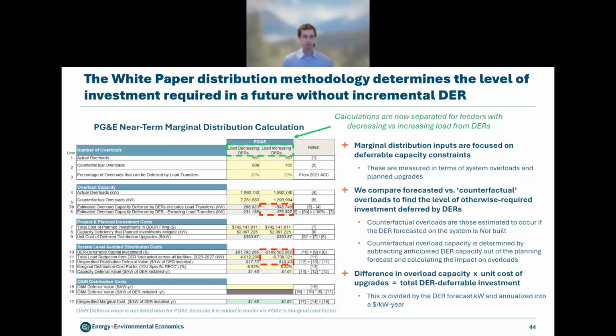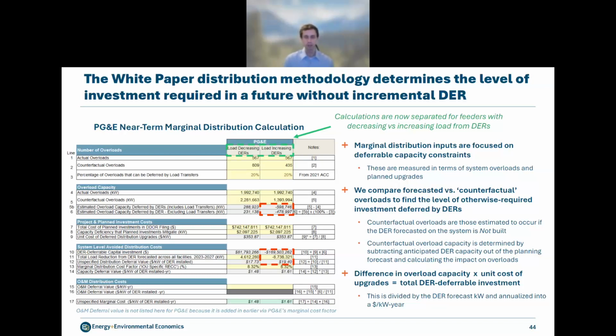So the reason we're pursuing this adjustment to split the load from load increasing and load decreasing feeders is necessary for two reasons. First, the DERs that increase peak load, such as EVs or heating electrification, will contribute to an increase in overloads on the system.